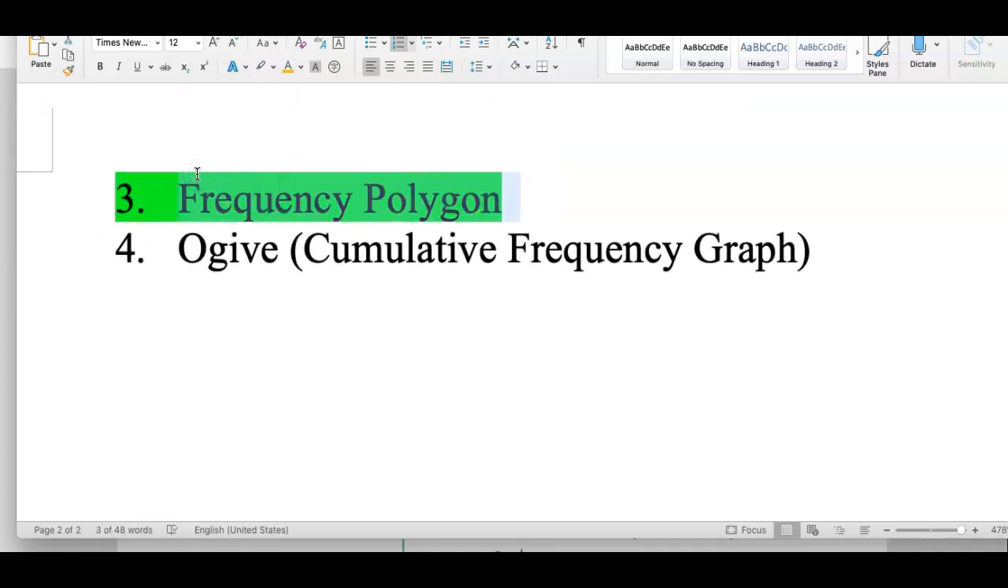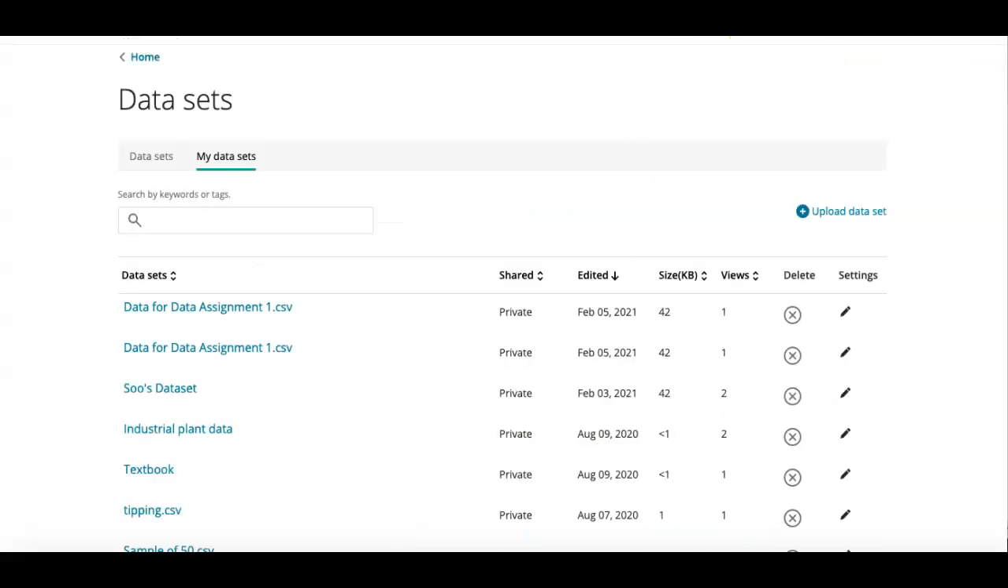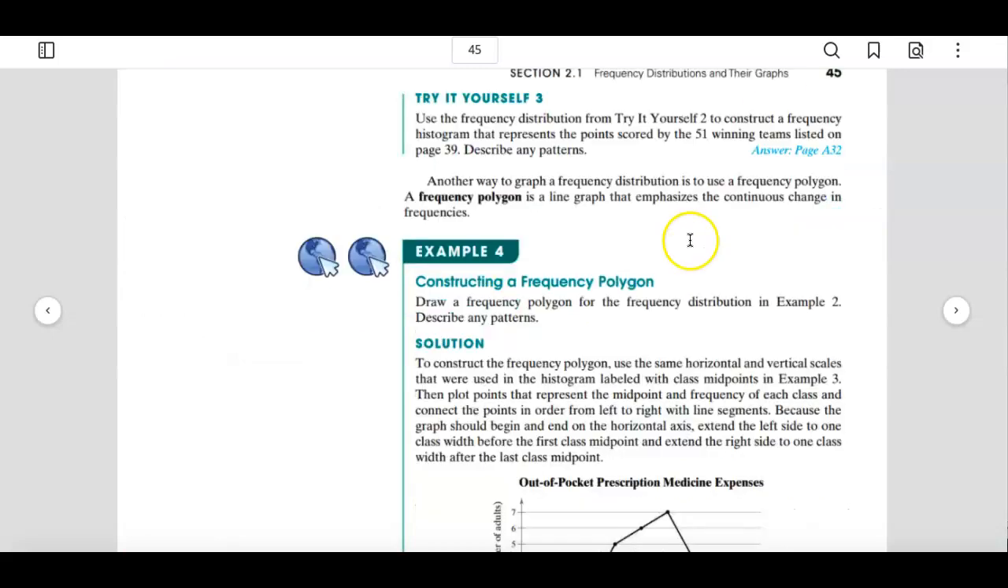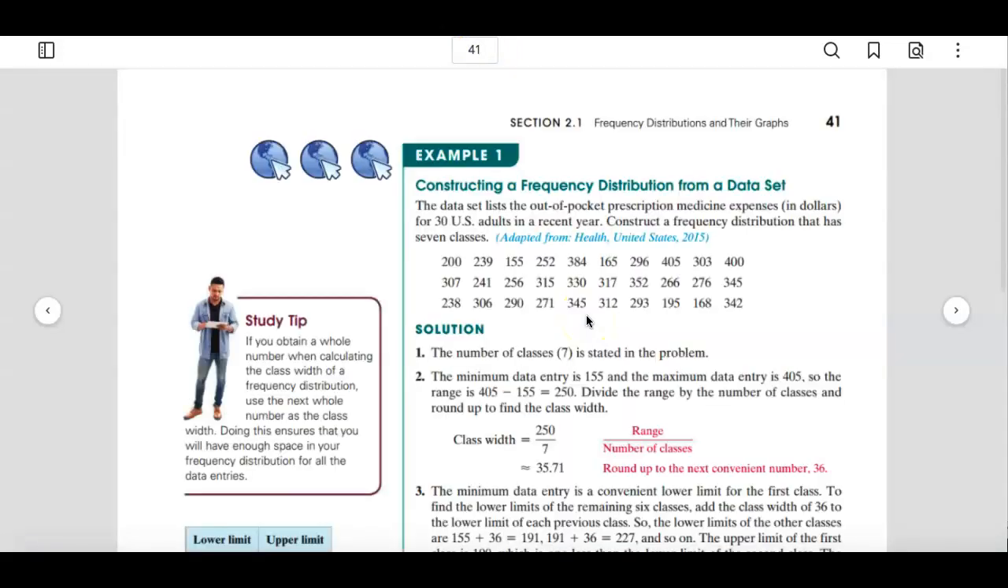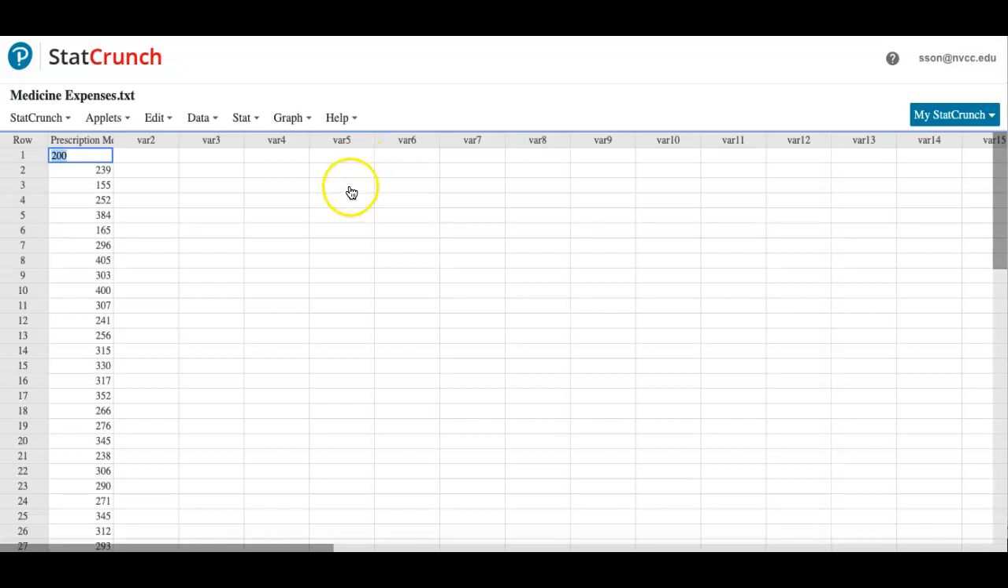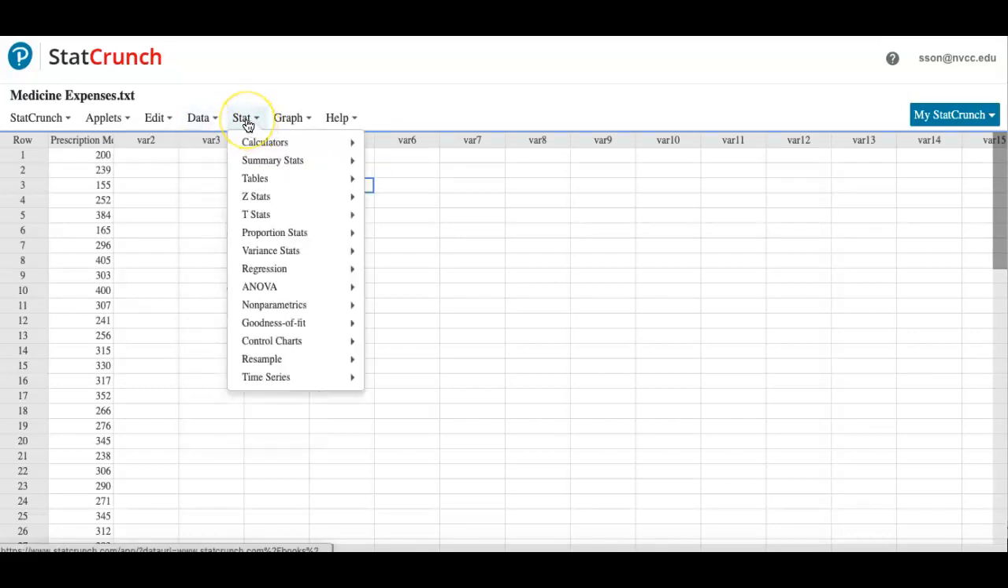Remember when you read section 2.1, a frequency polygon uses midpoints. It uses class midpoints for the x-coordinate, and the y-coordinate will just be frequency. I don't think my data saved when I shut down StatCrunch, so I will have to click on that data set one more time. Sorry, give me one second. Was it this one? Medicine expenses? This must be it.